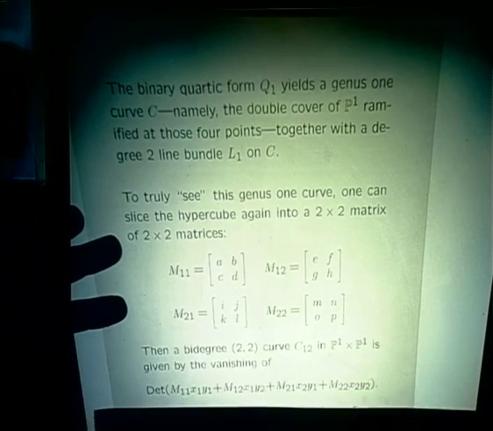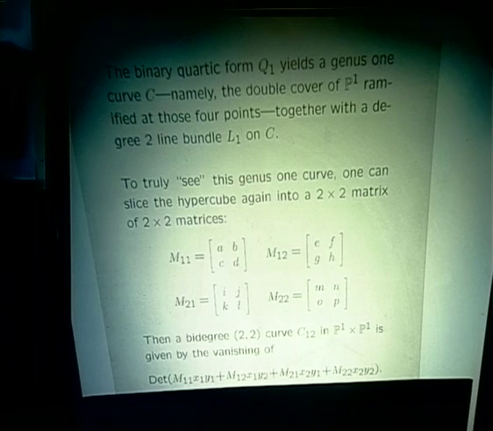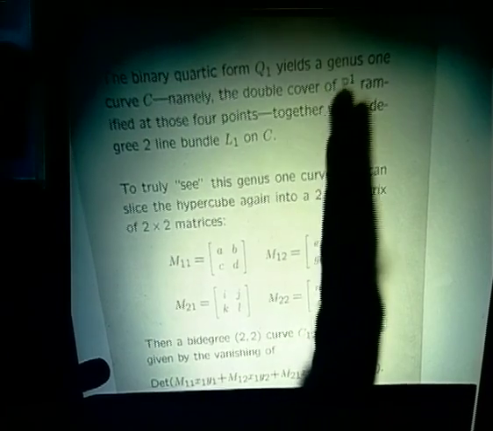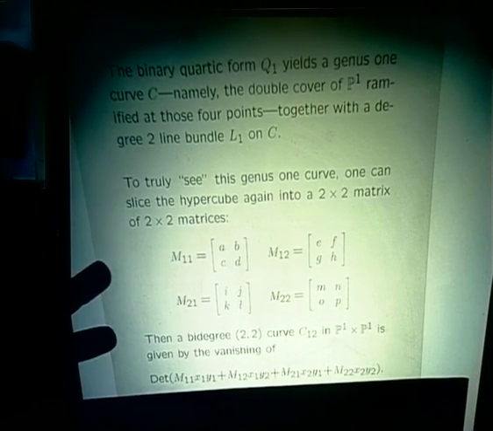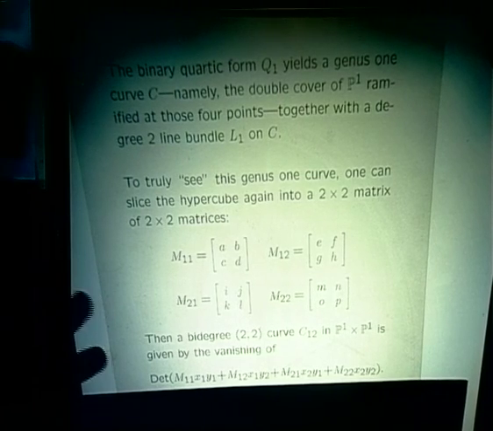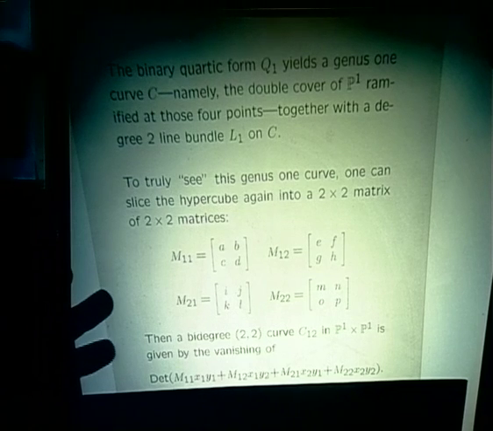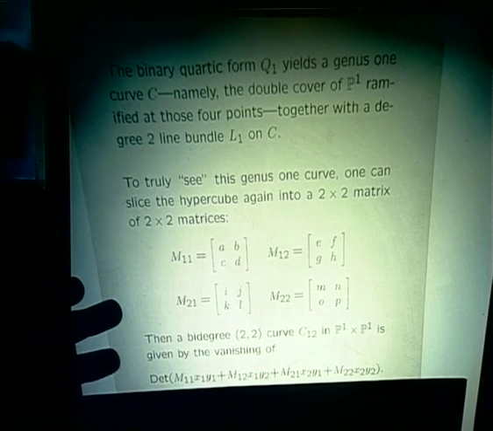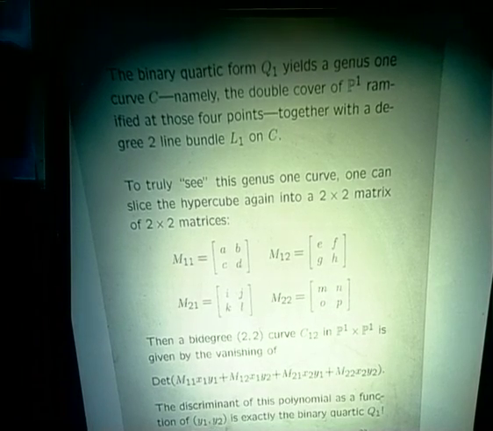And now, if you look at the determinant, you can take x1 times this plus y1 times this, and then x2 times this and y2 times this, and then you get 1, right? Or you can do them both simultaneously, and you get one 2 by 2 matrix that you can take the determinant of, in those 4 variables, x1, y1, and x2, y2. And if you take the discriminant of that polynomial in y1 and y2, that's exactly the binary quartic.